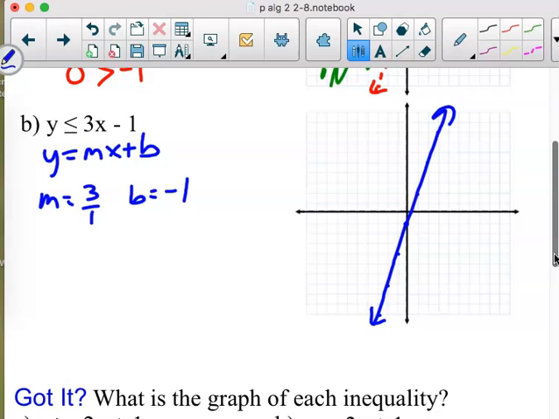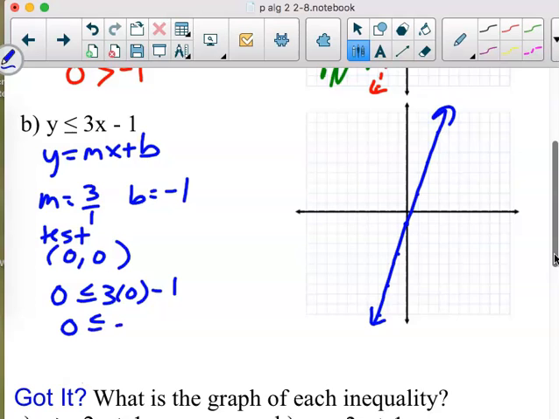Well, it does appear that I can again test 0, 0, because 0, 0 is not on my boundary line. All right, 3 times 0 is 0, so this is going to say 0 is less than or equal to negative 1. 0 less than or equal to negative 1? No. So that means I can't shade where 0, 0 is. I have to go to the other side to shade. That's over here.